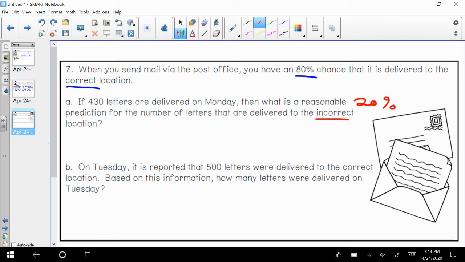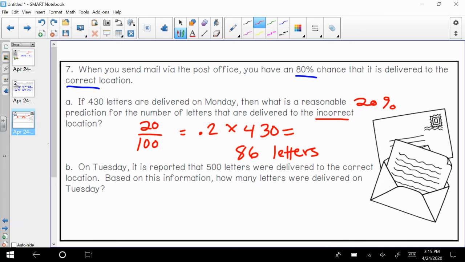You can use 20%. Typically, we don't use percent in our calculator, so we would have to use the decimal form of 20%. You can also use a fraction form, 20% would be 20 over 100. You can also just write 0.2. So 20% of the total number of letters, which is 430, equals 86. So 86 letters get sent to the incorrect location.